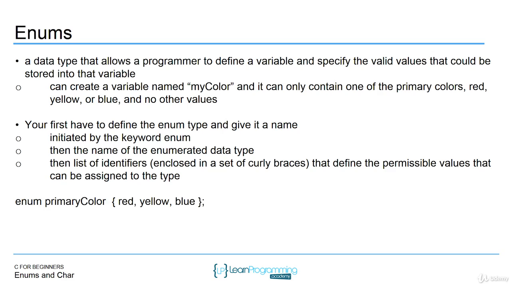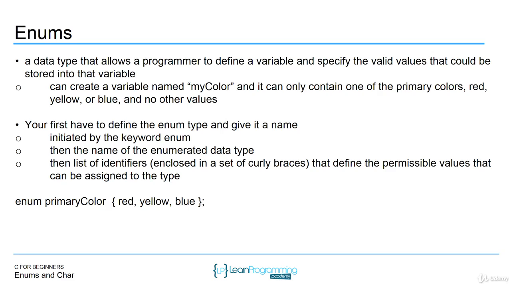So let's see this in action. Here, I'm defining an enum type called primaryColor. I have the enum keyword, and then the name of my enum, which is primaryColor, and then I'm defining all the valid values for that type. You'll see that they're enclosed inside curly braces, the left curly brace and the right curly brace. In this case, we have an enum type named primaryColor that can only hold values of red, yellow, and blue, and it can't store anything else.